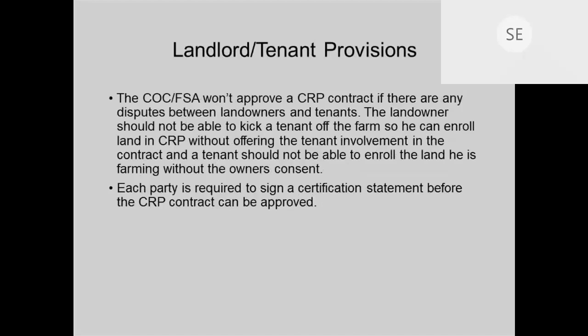Basically, the purpose of our landlord-tenant provisions is to make sure that a landowner isn't able to just kick a tenant off the farm because he wants to enroll the land in a conservation practice. It's his land, and he can enroll in the program, but he has to offer that tenant an opportunity to participate and have a share of it and be a part of the contract. Likewise, the tenant can't sign up for a program without keeping his landowner in the loop. There has to be mutual consent. Before we can do anything, each party has to sign a certification statement for us saying that they're aware, no, they haven't been booted off the land, or yes, I've offered them an opportunity.